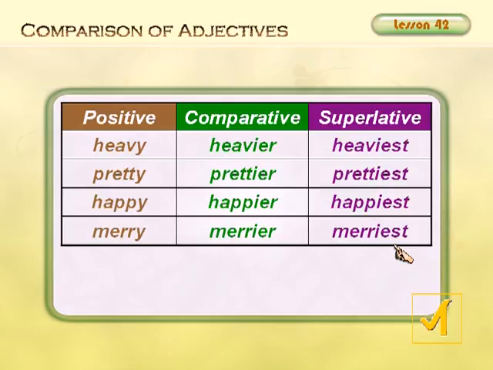So when the positive word is a simple word, ER is added to the comparative and EST to the superlative. But when the positive word ends in Y, the Y is changed into I, and so in the comparative it becomes IER, in the superlative it becomes IEST. So we have seen the examples here.